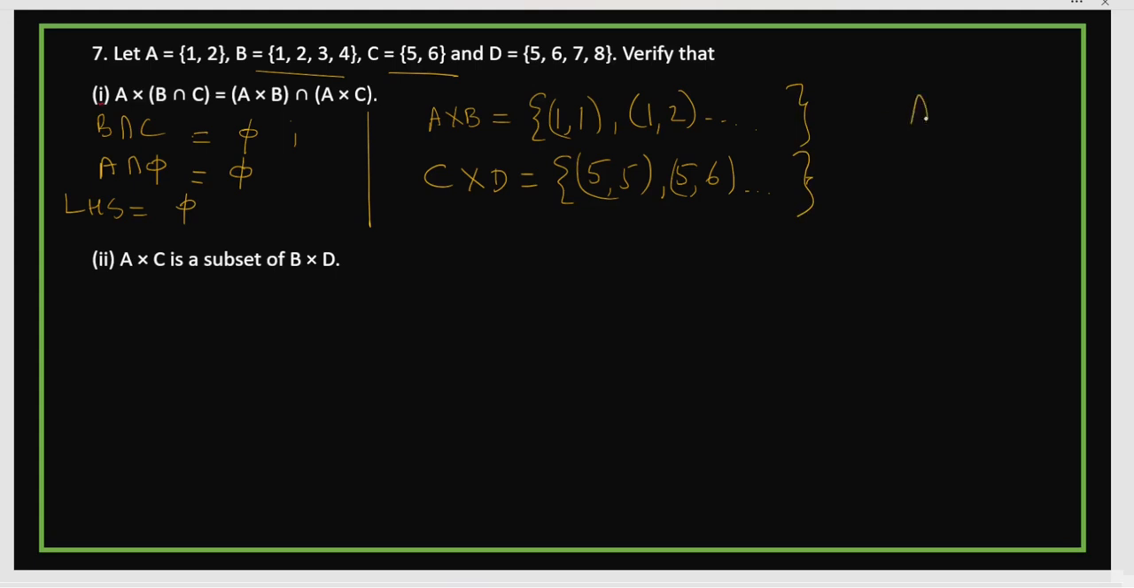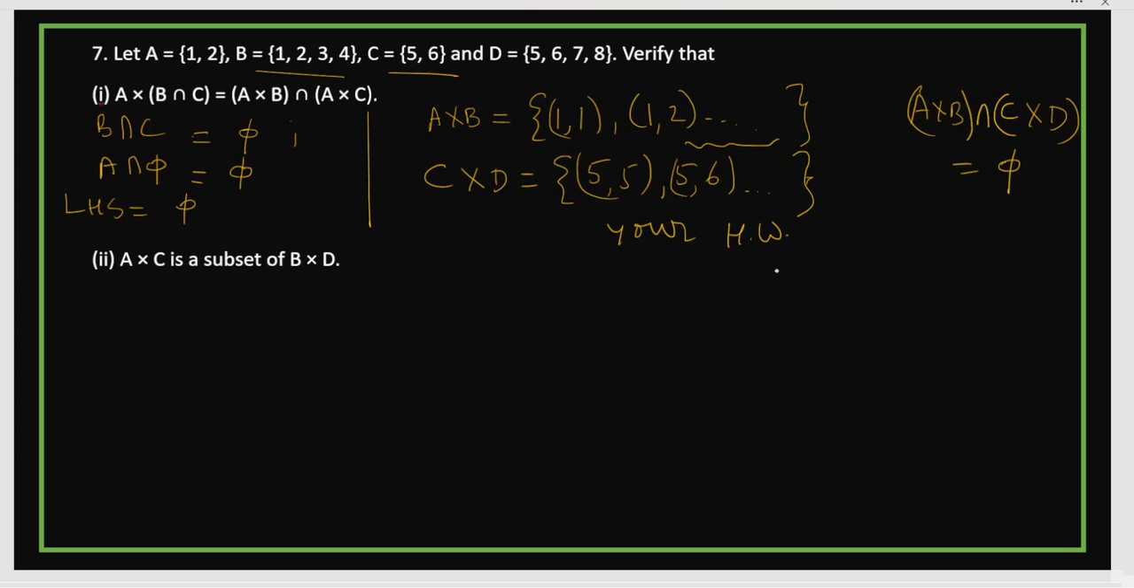So clearly, A cross B has no common element with C cross D. It starts with only 5 and 6 elements there, while here 1, 2, 3, 4 elements will be there. So (A cross B) intersection (C cross D) is the null set. Writing these elements is your homework. You write out all these elements, you will get practice, and you will definitely find that there are no elements common to that.